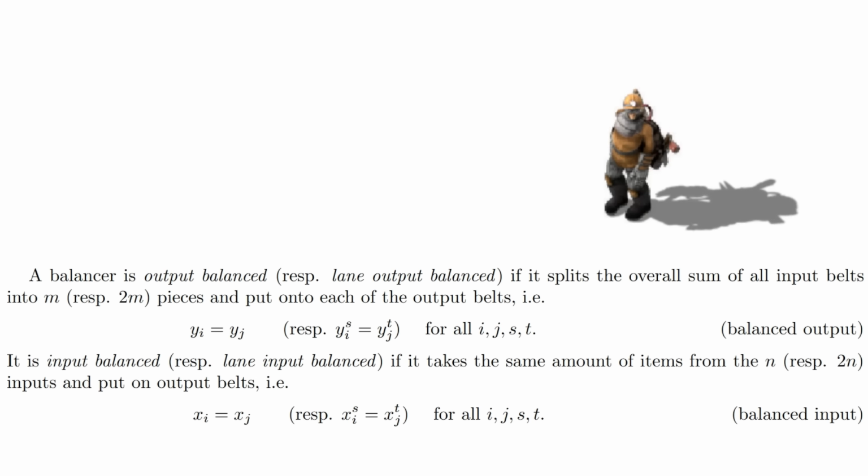We also say a balancer is output balanced, respectively lane output balanced, if it splits the overall sum of all input belts into m, respectively 2m, pieces, and puts them onto each of the output belts, i.e. y_i is equal to y_j for all i and j. A balancer is input balanced, respectively lane input balanced, if it takes the same amount of items from the n, or respectively 2n, inputs and puts them onto the output belts, i.e. x_i is equal to x_j, or respectively x_i^s is equal to x_j^t.